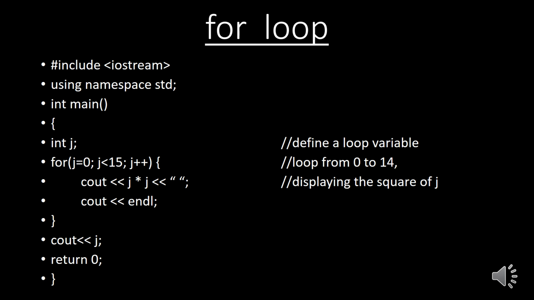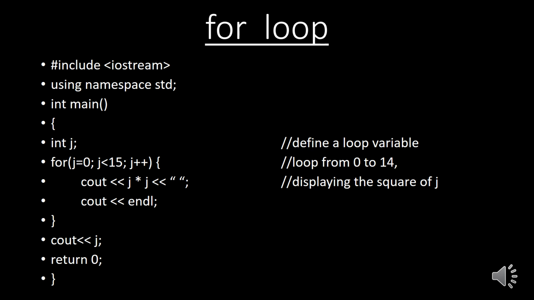Here is the sequence. The compiler first defines the variable j as 0, then it checks the condition. For the first iteration, the condition is satisfied, so it executes the code inside the loop. After that, it increments the variable j to 1. Even in this iteration, the condition is satisfied and the code executes. That's how the loop works.